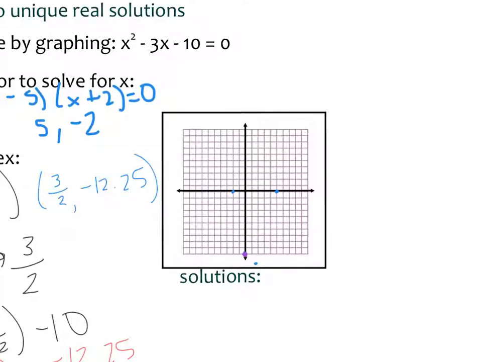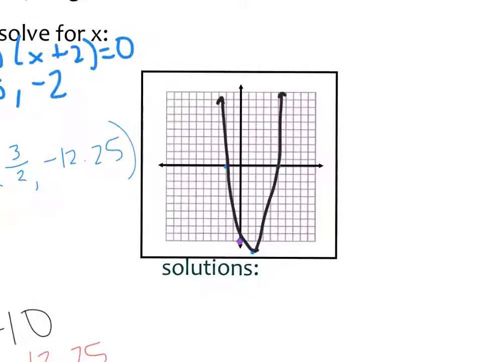Now I'm going to connect my points with a smooth curve here and get my parabola graph. So I'm going to do that right now. So I've connected my vertex with my y-intercept and my two solutions. So I'll write those in here underneath my graph. So solutions are x equals 5 and -2. And again, we found those by factoring. So we just solved this quadratic equation by factoring and graphing.